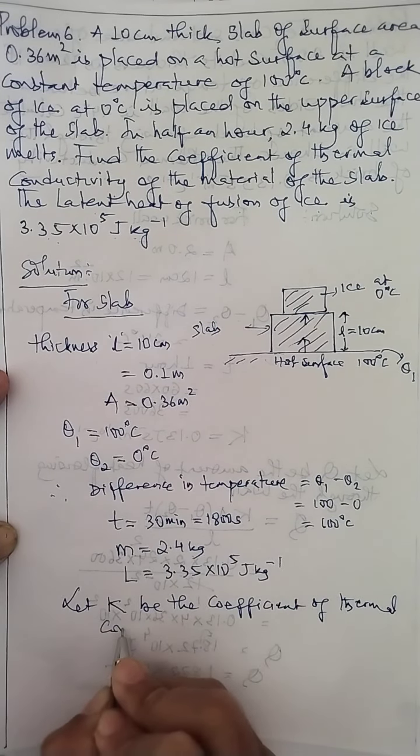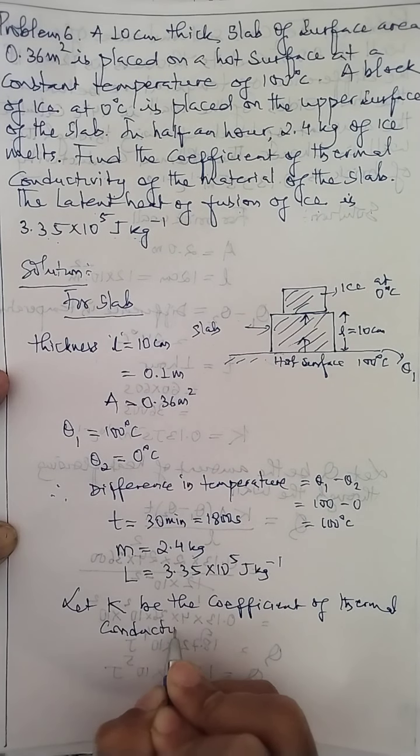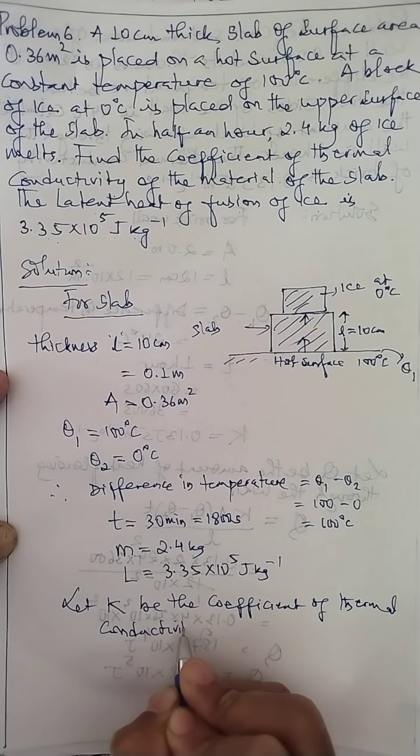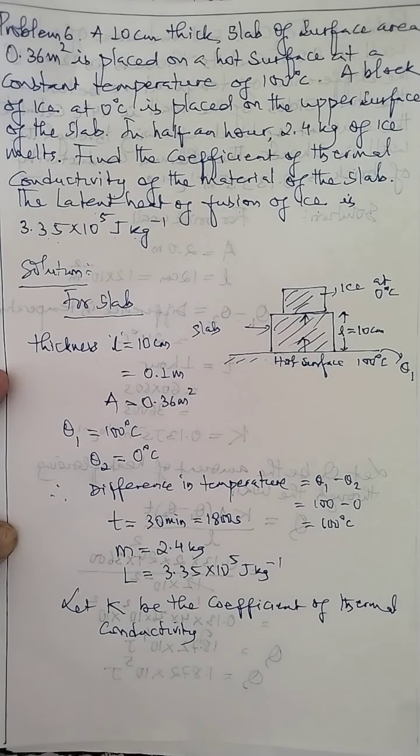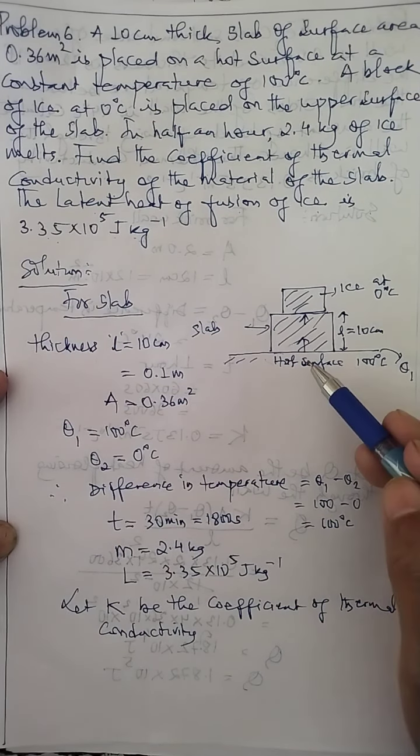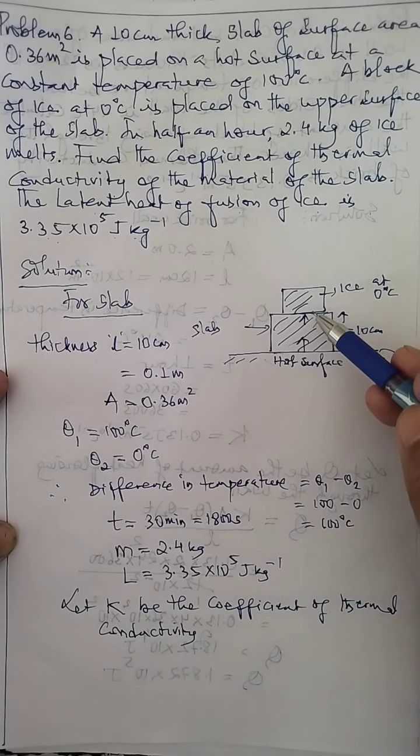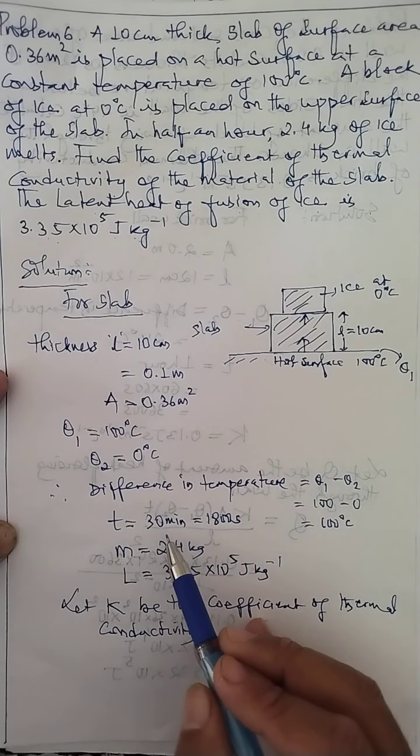Thermal conductivity. Conductivity of the materials of the slab. Now, in order to calculate the coefficient of thermal conductivity, first of all we calculate the amount of heat that flows from one end of the slab to the other end in 30 minutes.